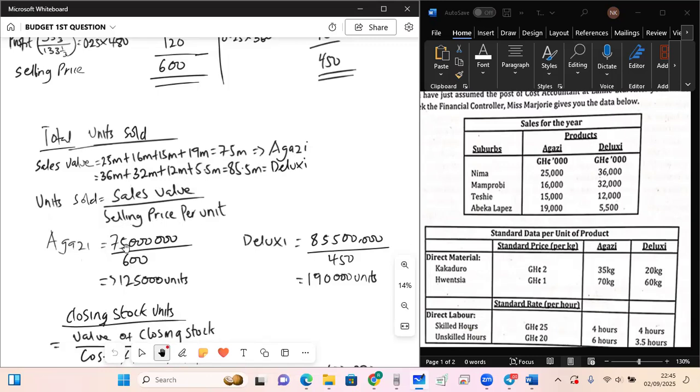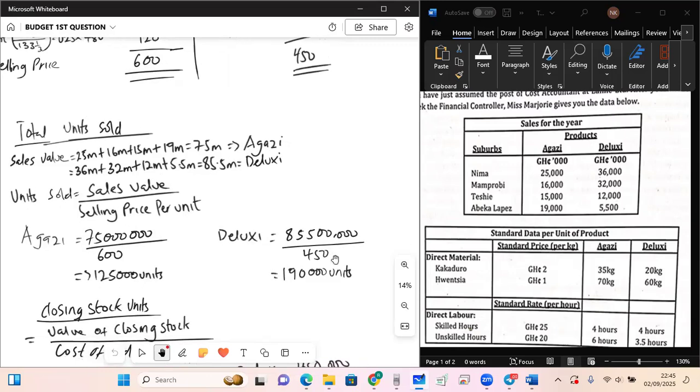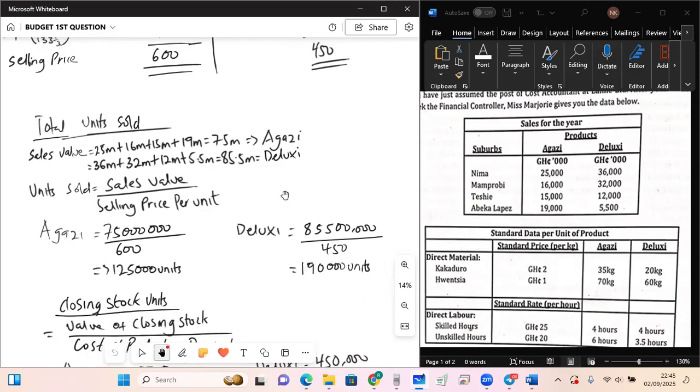So for Agazi, 75 million divided by 600, which is the selling price you're having here, and we had 125,000 units. And then for the Luxy, it was 85.5 million divided by 450 as the selling price you're having here, and then we had 190,000 units. So these were the units that were actually sold. So this will even help us to do what? To prepare our production budget, right?